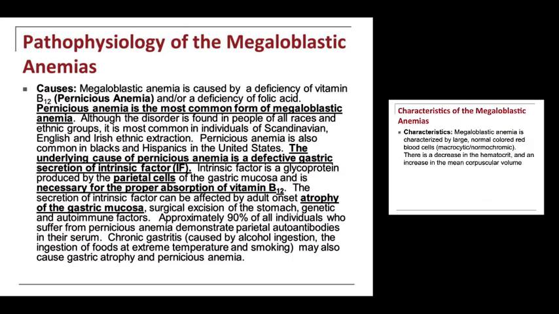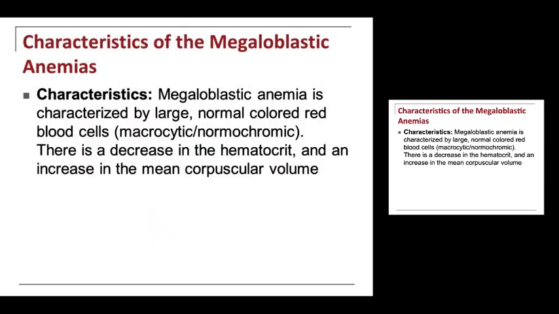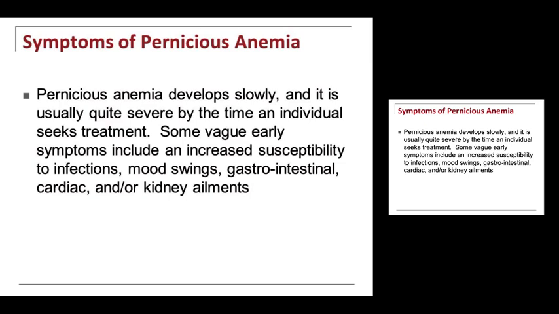Here you'll see the characteristics: megaloblastic anemia is characterized by large, normal colored red blood cells. So they can be macrocytic, large, and normochromic to hypochromic, so normal color to less color. There's a decrease in the hematocrit. So besides RBC and hemoglobin, they will also look at hematocrit levels in the blood and mean corpuscular volume. Pernicious anemia develops slowly, and it is usually severe by the time it's sought out and treated. The symptoms could be vague. There could be increased susceptibility to infections, mood swings, GI issues, cardiac issues, kidney issues.